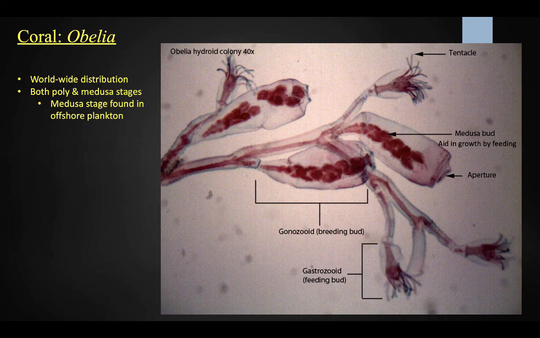Now, Obelia is another type of coral. It has a worldwide distribution. There are a couple places on Earth where they are not located, the Arctic, just think polar parts of the world. They have both a polyp and a Medusa stage, and the Medusa stage is often found offshore in plankton. In this picture, you'll get a really good idea of how they're put together.